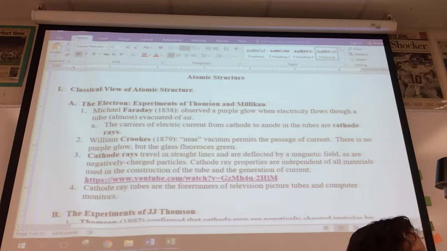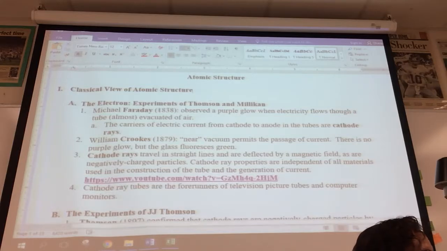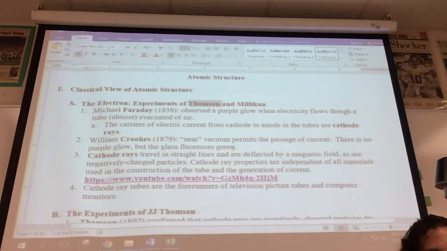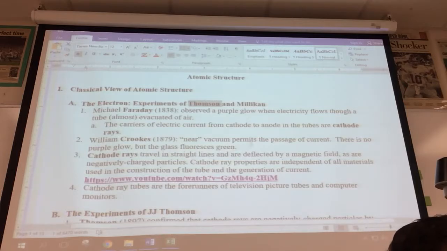So with atomic structure, back in 1803, John Dalton talked about the first atomic theory, where he said the atom is spherical, it's indivisible, and indestructible. Soon after that theory came out, experiments by Faraday, Crookes, and especially J.J. Thomson showed that the atom is in fact divisible because subatomic particles such as the electron, proton, and neutron existed. Thomson is credited with the discovery of the electron and the proton.